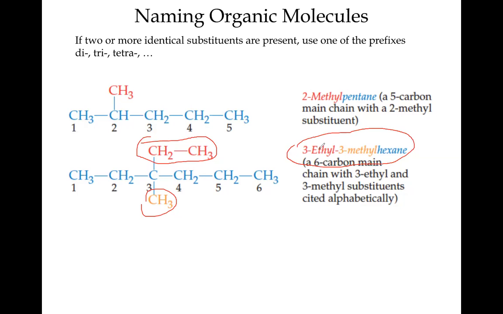We wouldn't say 3-ethyl methyl. Remember, for however many substituents you have, you need to have numbers for that. So we have 2 substituents, an ethyl and a methyl. We need to have 2 numbers, even if it's on the same carbon.